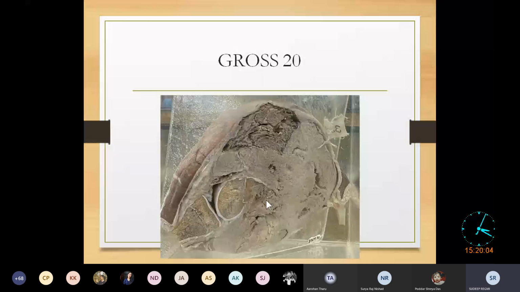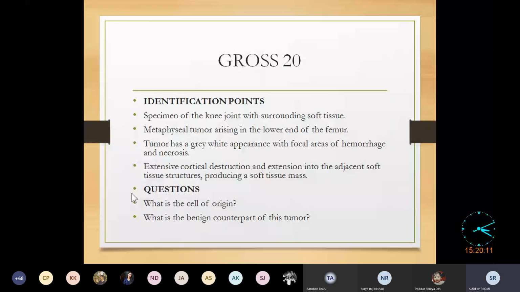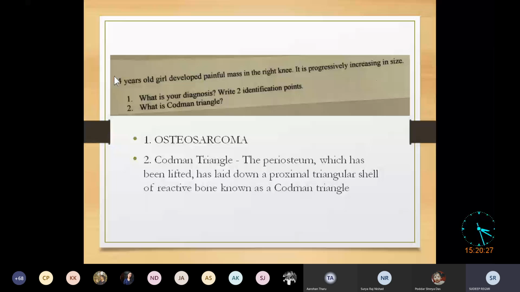So what is the cell of origin? So you have to know these questions. What is the cell of origin and what is the benign counterpart of this tumor? You have to go back and study your practical logbooks. So a question can be: a 14-year-old girl developed painful mass in the right knee, progressively increasing in size. What is the diagnosis and write two identification points? So we can write this.